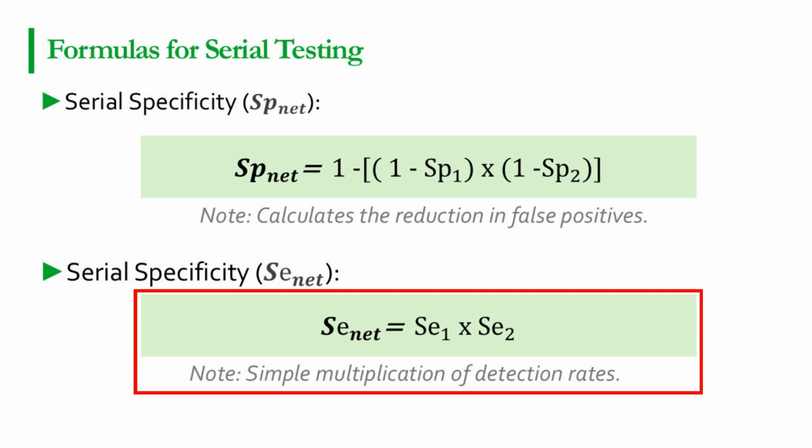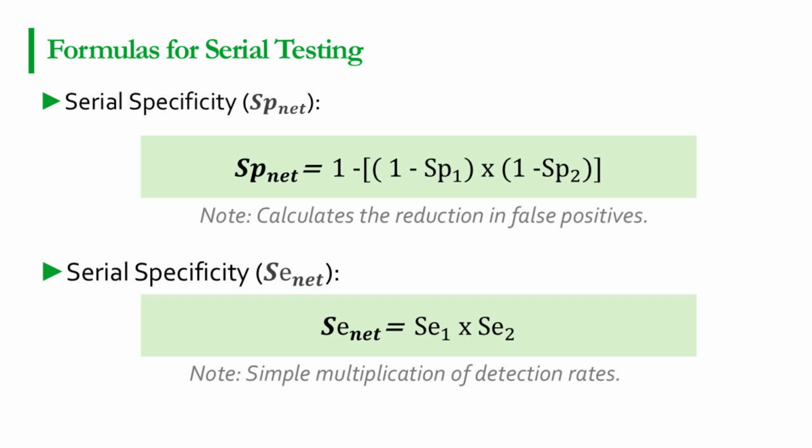For an animal to be correctly identified, it must pass the first hurdle, test 1, and the second hurdle, test 2. Since probabilities are always less than 1, multiplying them results in a smaller number. This proves mathematically why serial testing reduces your ability to find disease.